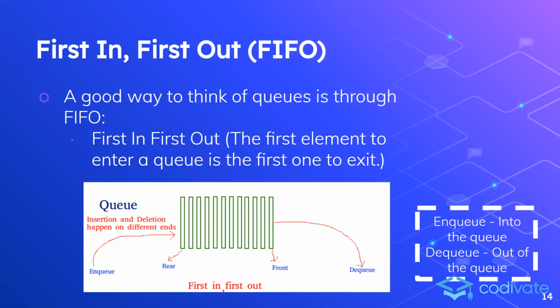And a good way to think about queues is first in, first out, or FIFO. The first element to enter a queue is the first one to exit. We also see that enqueue means into the queue, and dequeue means out of the queue. So enqueue means it is entering the queue, and dequeue means it is leaving the queue. And in this case, insertion and deletion happen on different ends, unlike a stack.